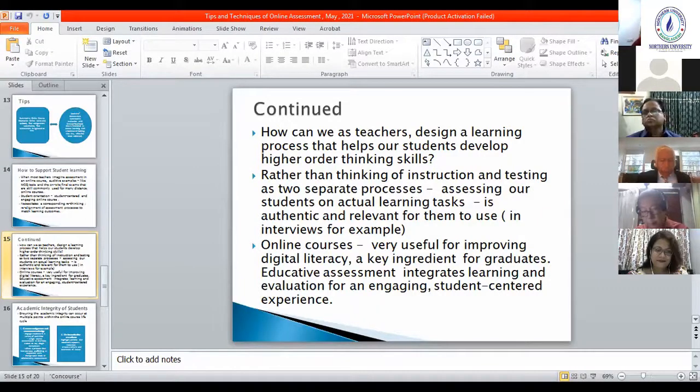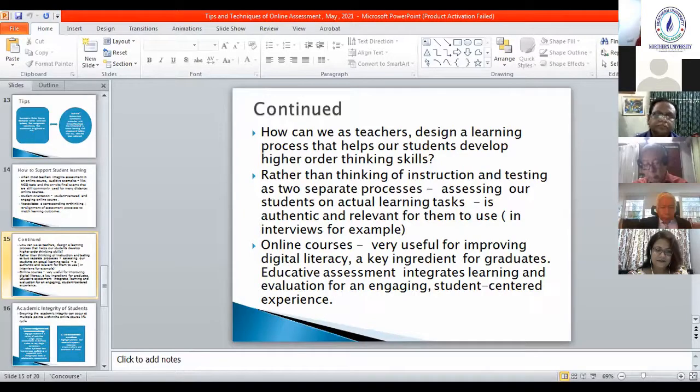That means how do we make it more authentic? That means what they actually learn. Instruction is not separate and testing is not separate. But then we assess students on the actual task that we have given as part of their learning, and we look at how they are able to authentically use them and how it is relevant to use them. For example, in interviews, when they test their understanding of a concept by giving a scenario, they should be able to do that.